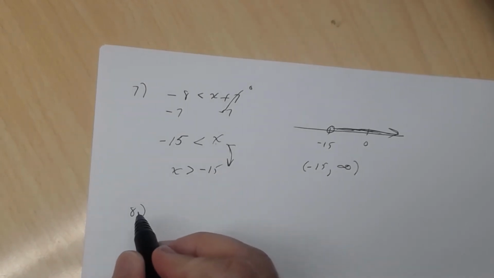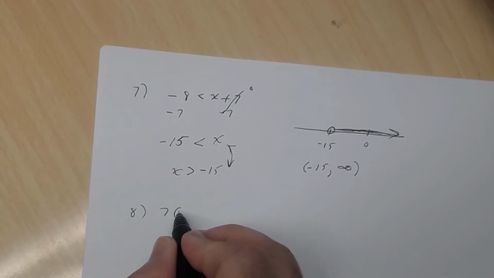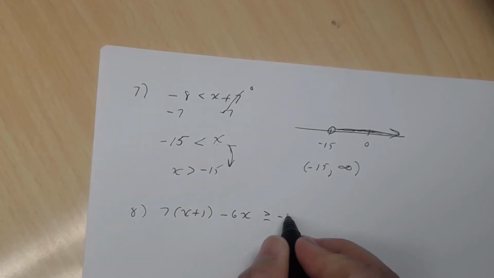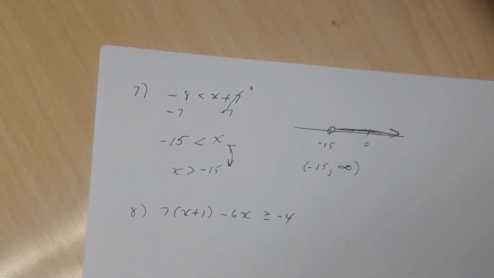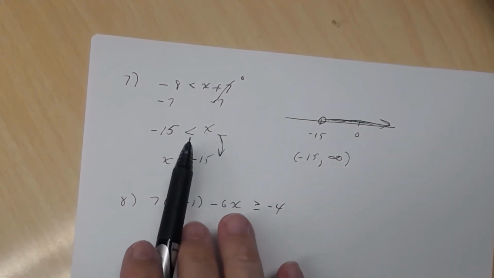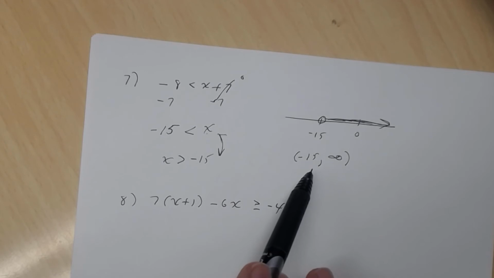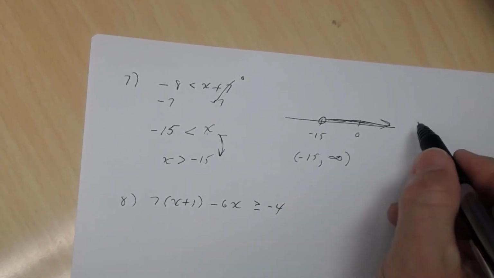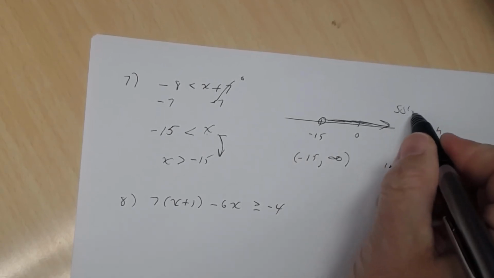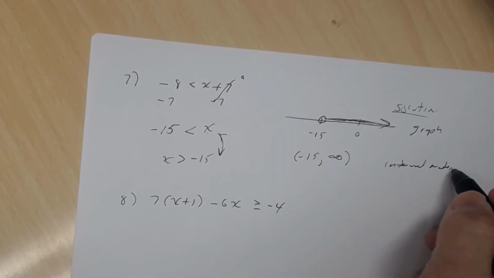All right, number 8. Suppose you had 7 times x plus 1 minus 6x is greater than or equal to negative 4. Now, before we go on, the directions will also ask you to write the solution set in set notation. So remember, this is your graph. This is your interval notation for your solutions.